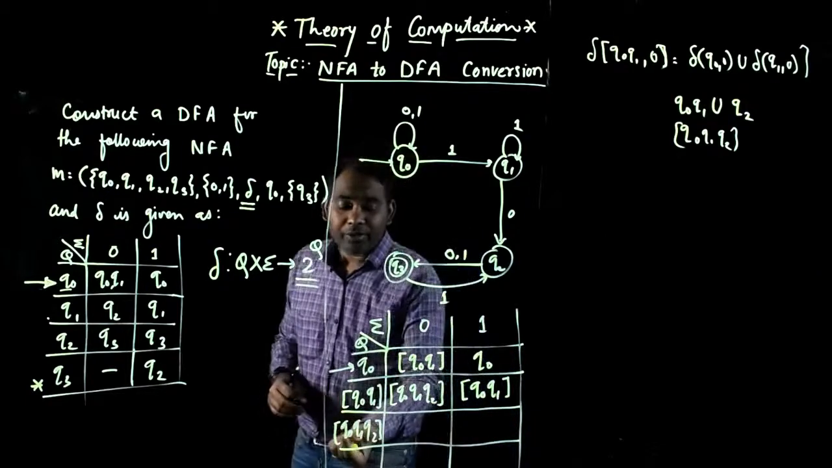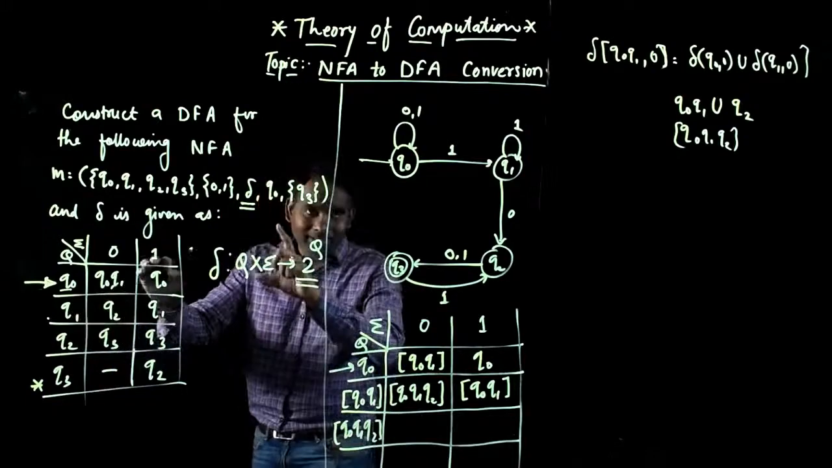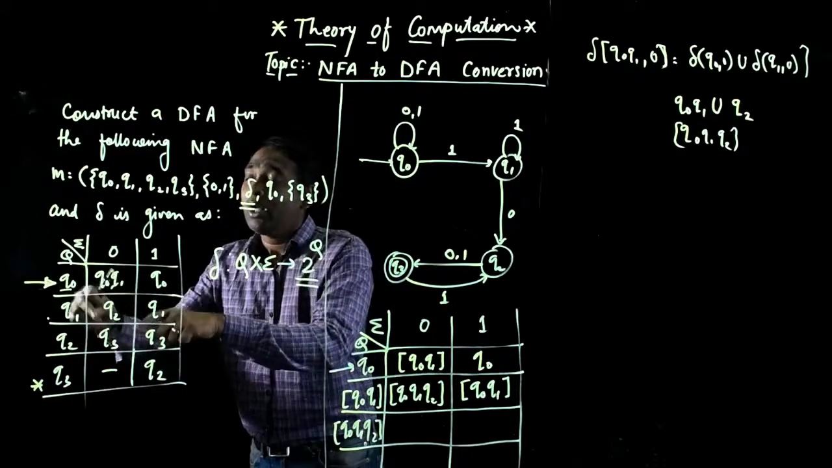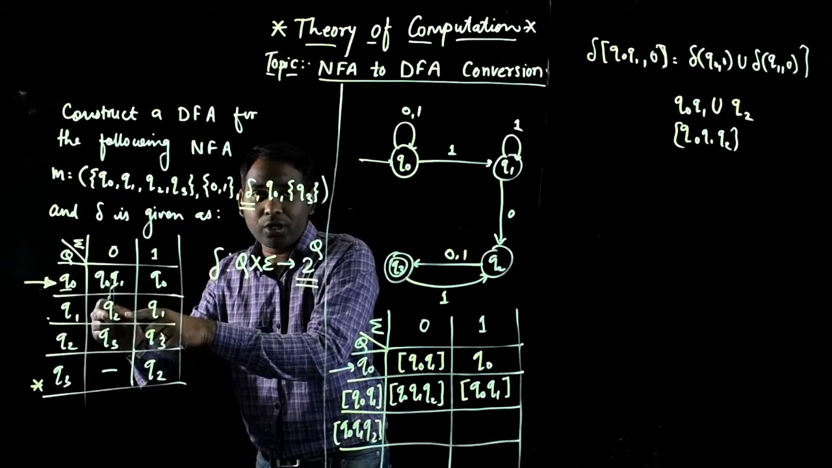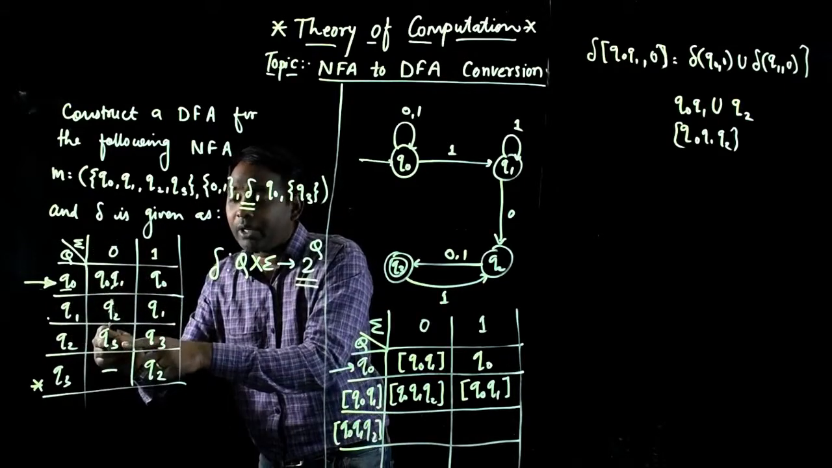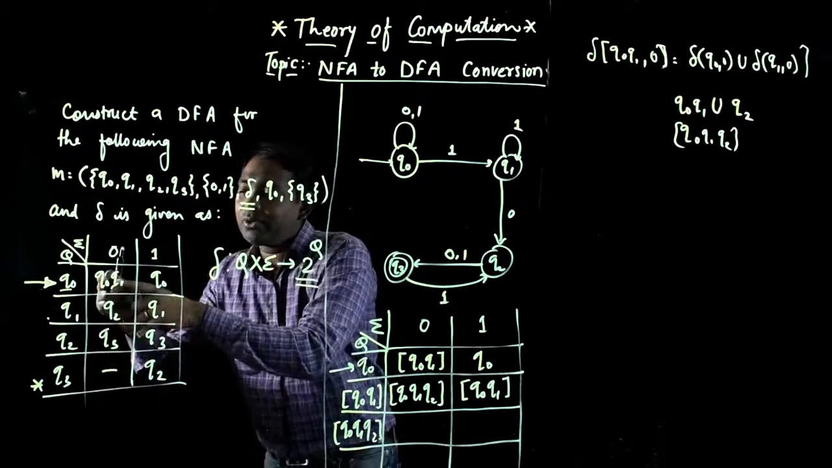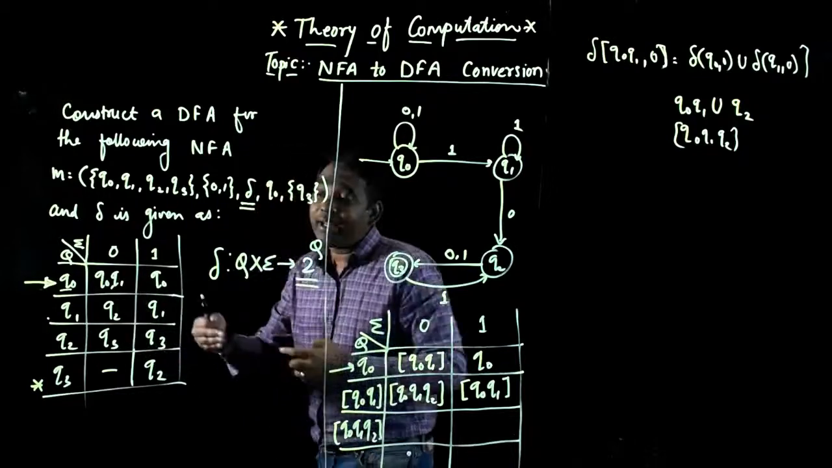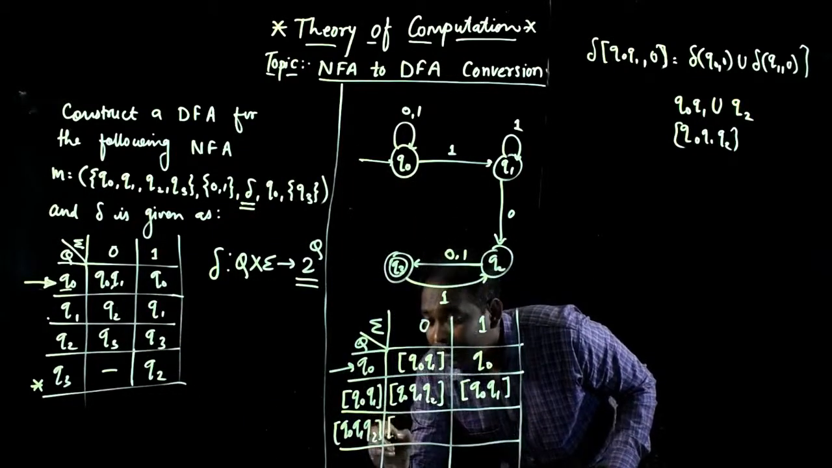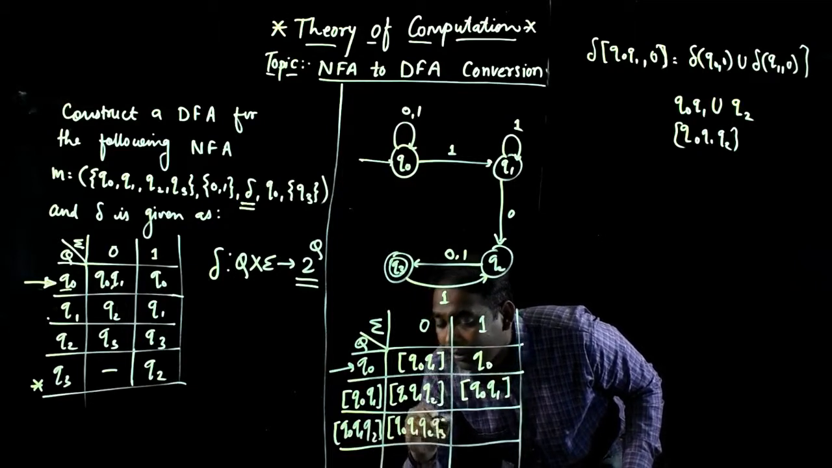I am going to treat all three states, Q0, Q1 and Q2, on 0. Q0 on 0 goes to Q0, Q1. Q1 on 0 goes to Q2. Q2 on 0 goes to Q3. So the union operation of these is Q0, Q1 union Q2 union Q3. That means Q0, Q1, Q2 and Q3 are clubbed together, and I get a new state called Q0, Q1, Q2 and Q3.